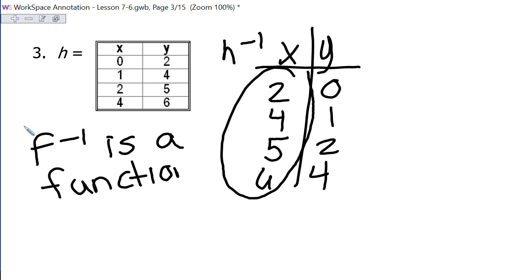Oh, sorry. Instead of f, this needs to be h. So if you put h, you're right. If you put f, you're wrong. So I was wrong. So h inverse is a function.